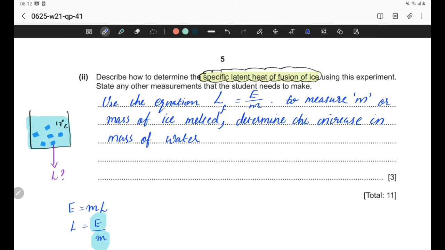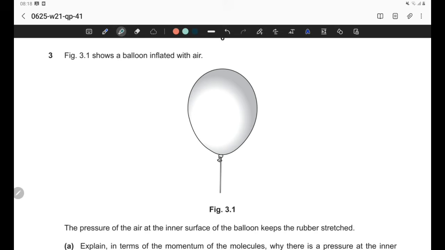But when we are doing the experiment, we have to make sure that we use an insulated beaker because the energy should not be lost to the surrounding. So we can write another additional point: use insulated beaker.